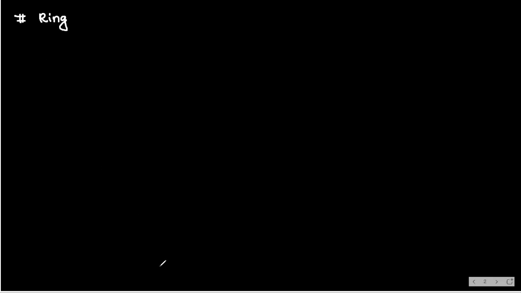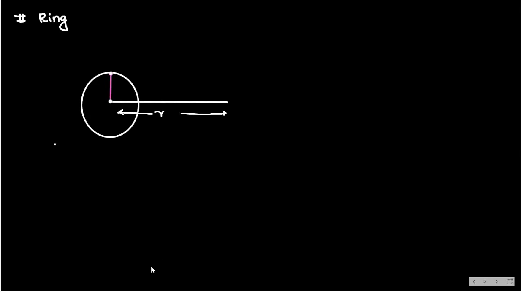For example, suppose this is a ring and here is the point which is at distance, let us suppose, small r, and the radius of this ring is capital R. This point is O and this point is P. Then potential at point P is equal to minus Gm divided by under root R square plus small r square. Where this point P means what? Axial point.